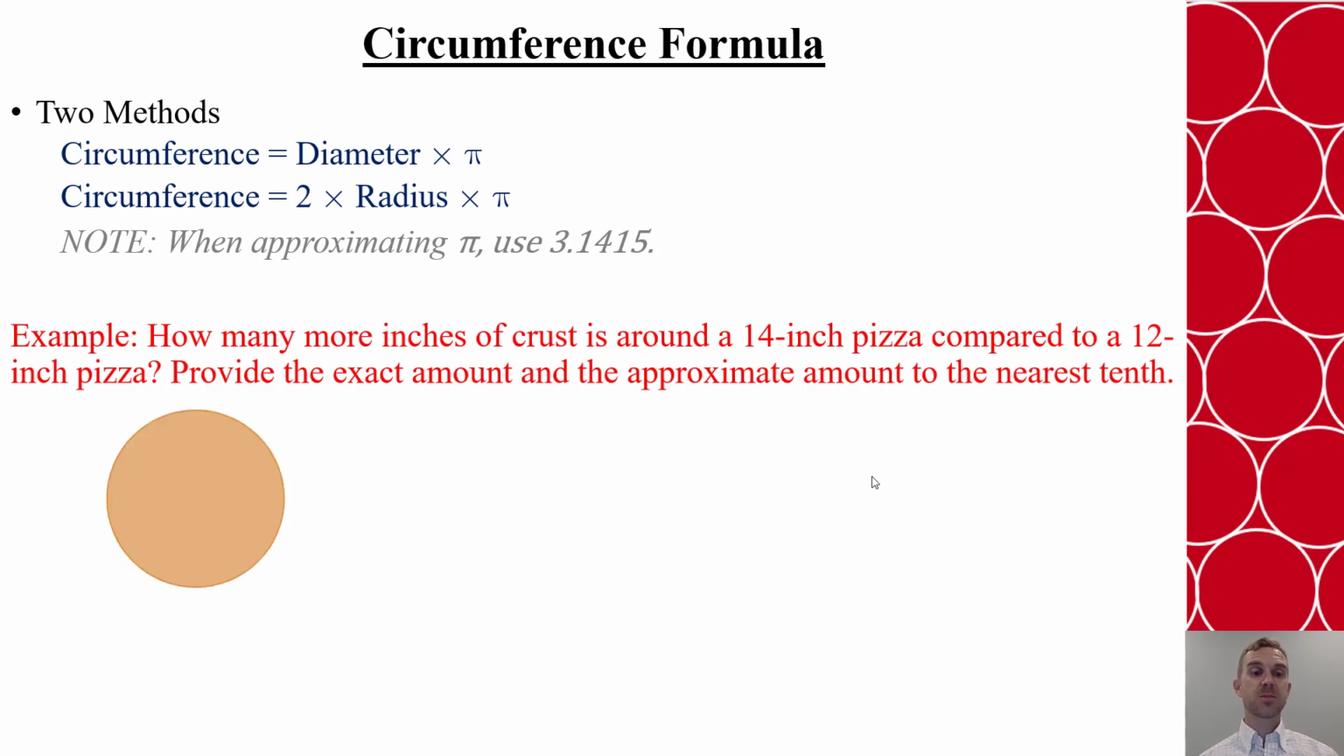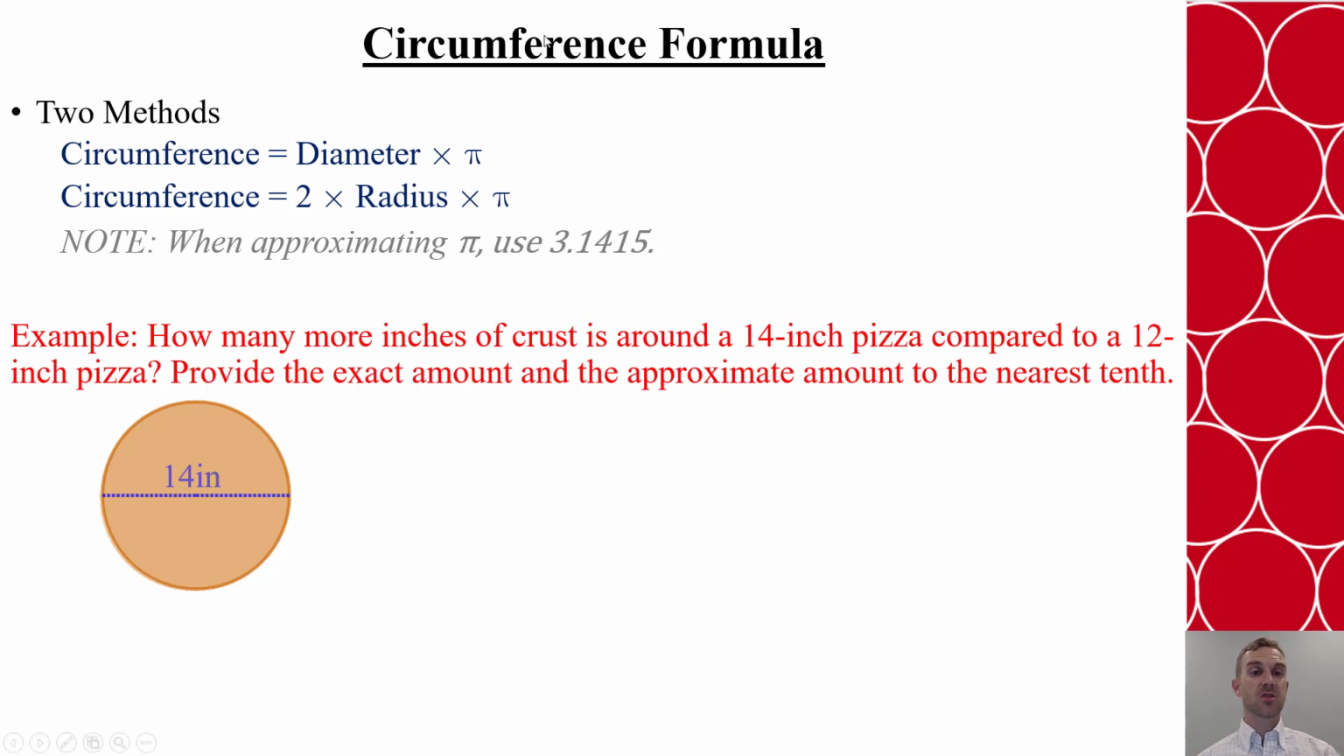With the 14-inch pizza, we're saying how many more inches of crust is around it. So we're looking at this case around the edge of the circle, which would be the circumference, which means we also need the diameter. In this case, since it's a 14-inch pizza, the diameter is 14 inches.